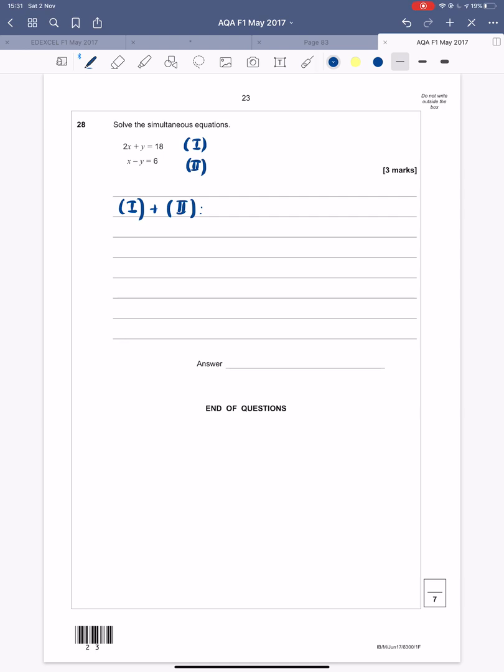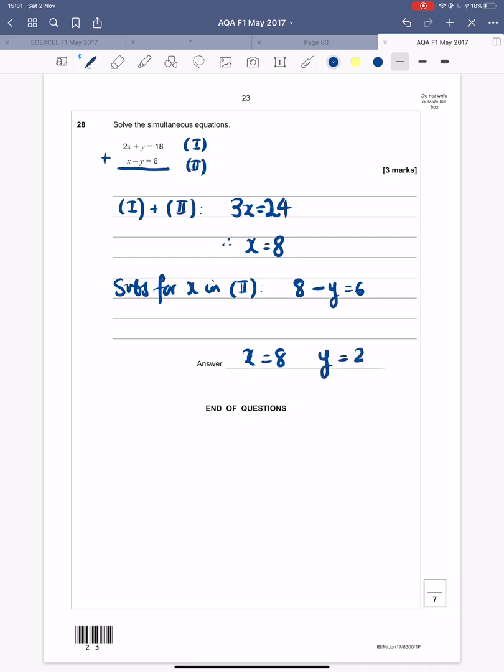We'll get the 2x plus x makes 3x. The y's cancel out because you get plus y minus y. You get 18 plus 6 on the right hand side, which is 24. So therefore x is 8. And then you can substitute for x in equation 2. So you get 8 minus y is 6. So therefore y has to be 2, because 8 minus 2 is 6.